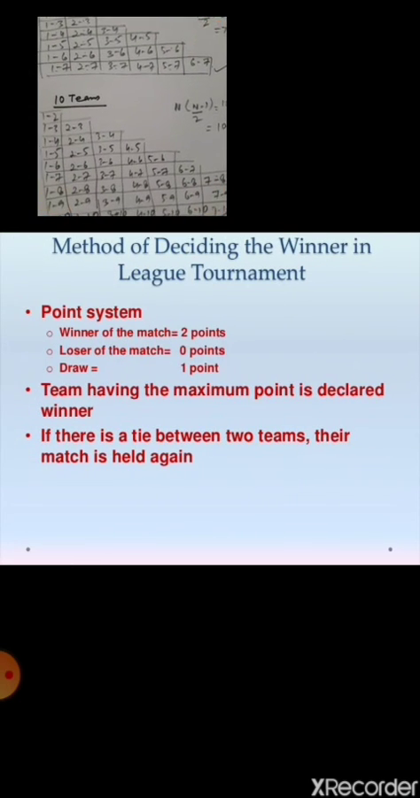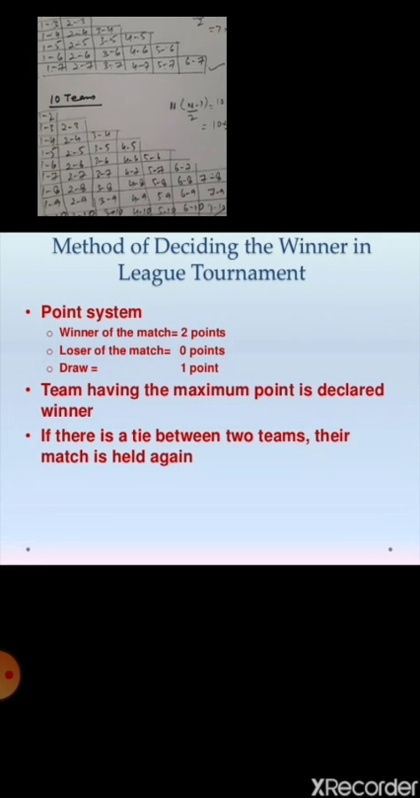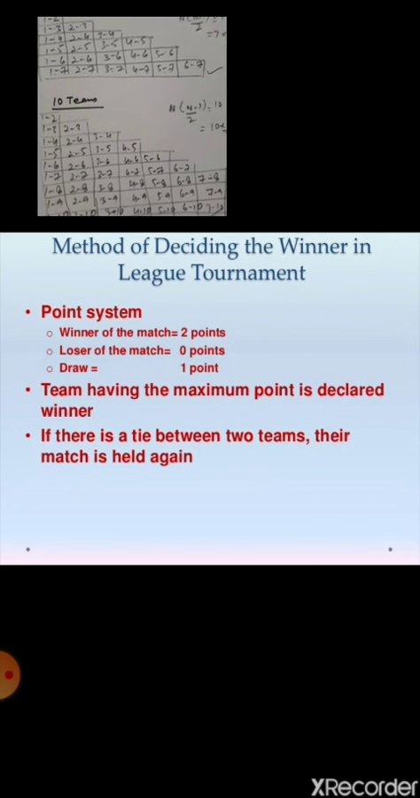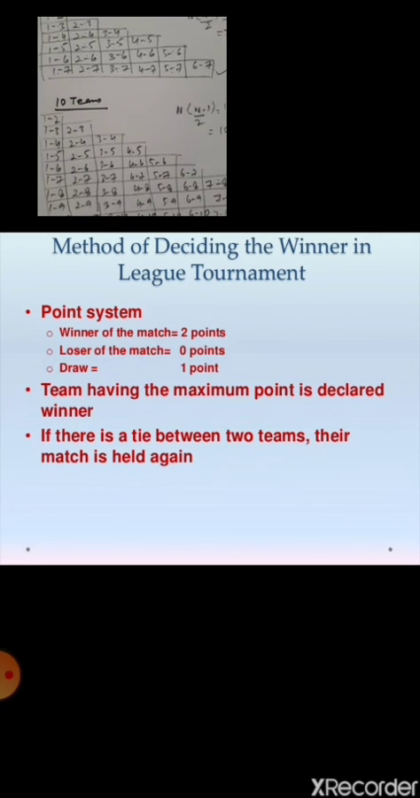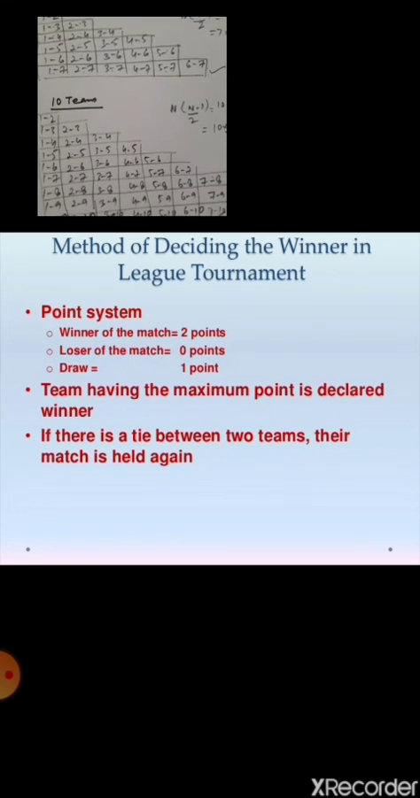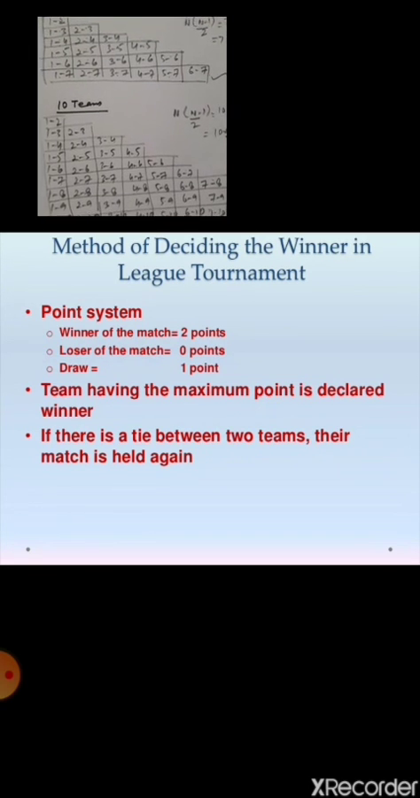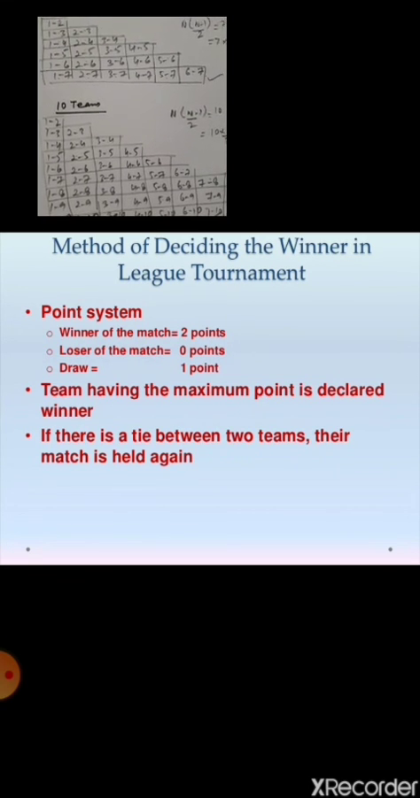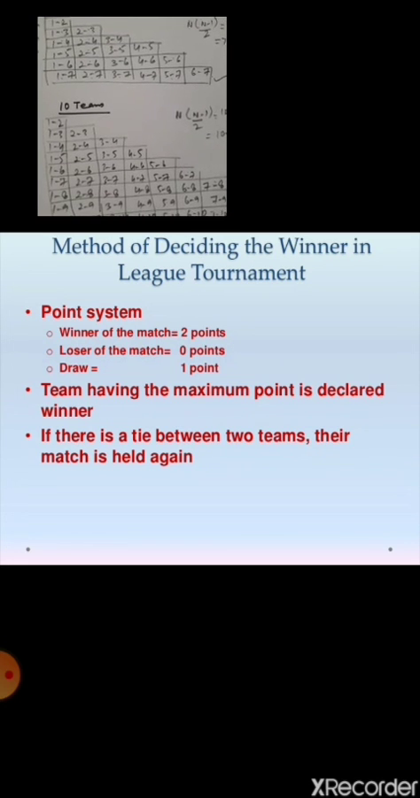Now let's also know what is the method of deciding the winner in a league tournament. We can decide a winner by using the point system, that is, the winner of the match gets 2 points, the loser of the match gets nil, 0 points, and for a draw there is 1 point. The team having the maximum points is declared the winner. If there's a tie between two teams, their match is held again.